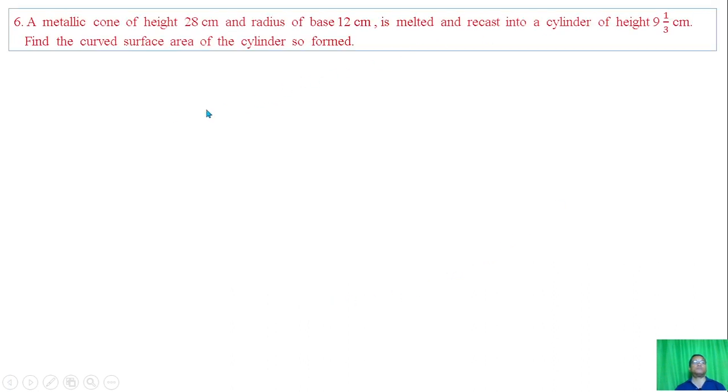Question number 6. A metallic cone of height 28 centimeter and radius of base 12 centimeter is melted and recast into a cylinder of height 9 whole 1 by 3 centimeter. Find the curved surface area of the cylinder so formed.